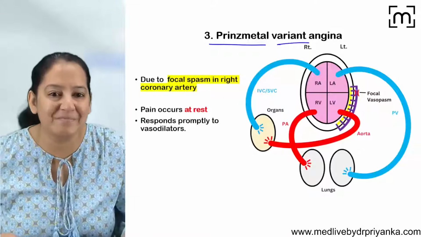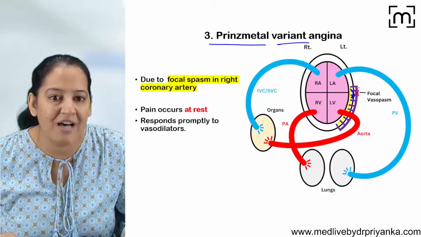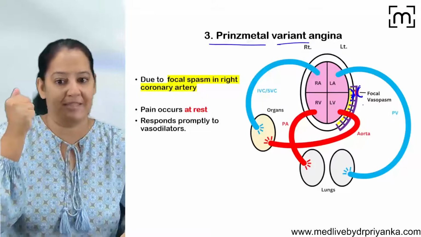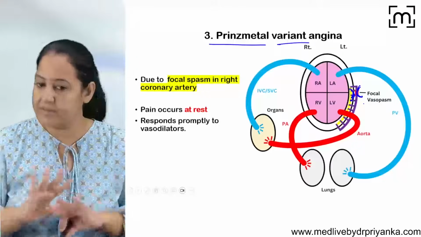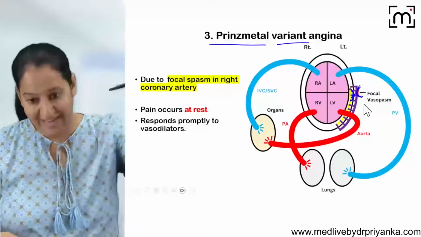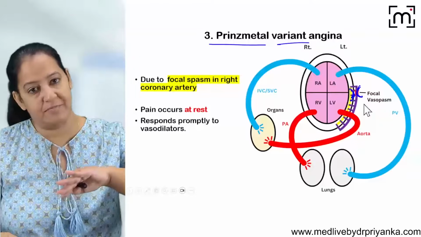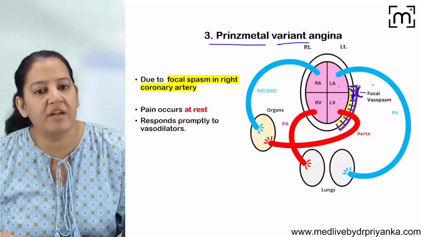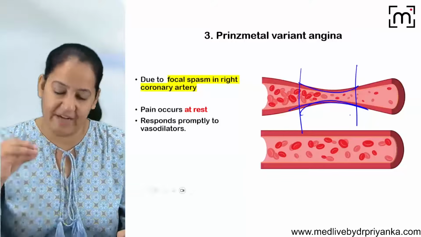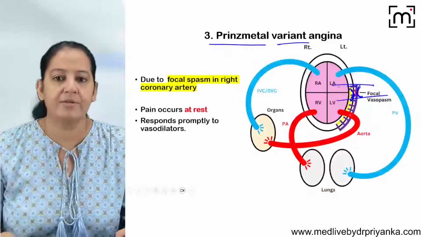You can see vasospasm. Vasospasm occurs in the lumen of the coronary. There is focal vasospasm. So there is no atherosclerosis, there is no thrombosis. There is focal vasospasm in a portion. It is not complete. It is not diffuse vasospasm. It's focal. A portion of the coronary undergoes vasospasm, and after a few seconds, it will automatically dilate again. So this is vasospasm.